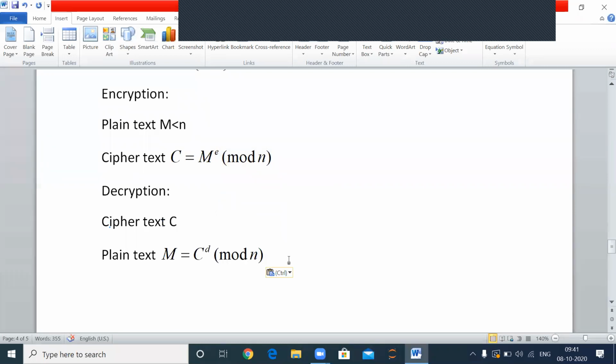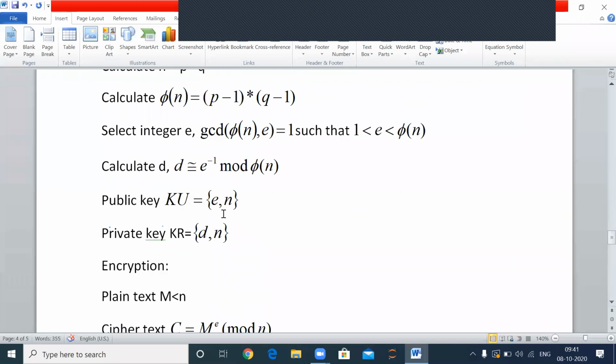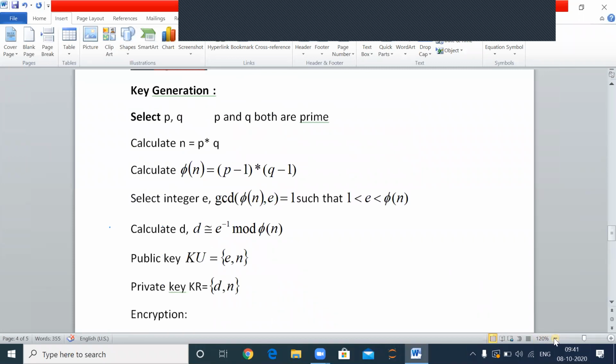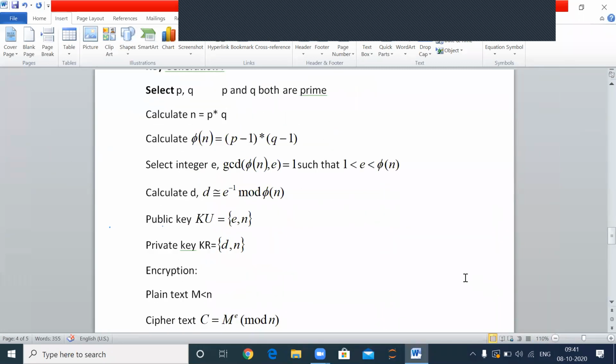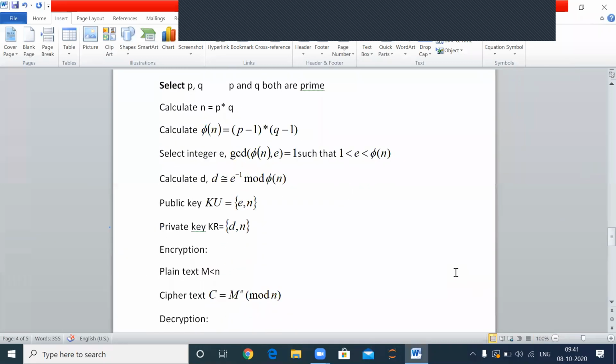This is M is equal to C power D mod N, right? This is about the RSA algorithm. Let us carefully observe what are the steps we follow in the RSA algorithm. What is the first step? We select P, Q. What is P and what is Q? Both of them are prime numbers.